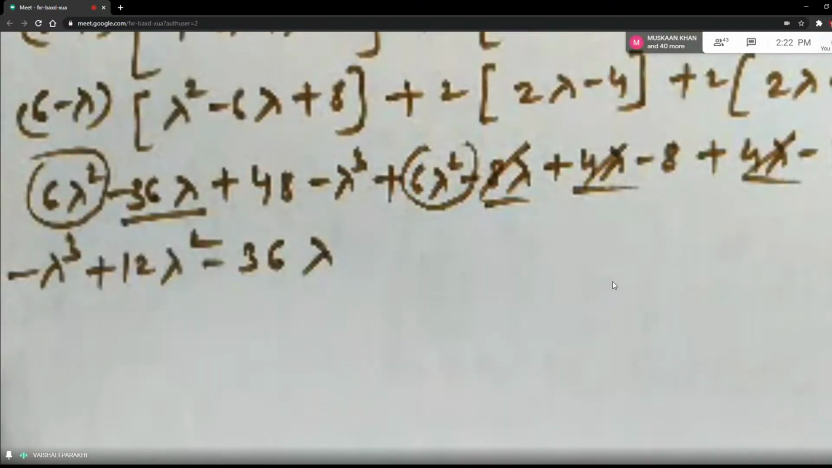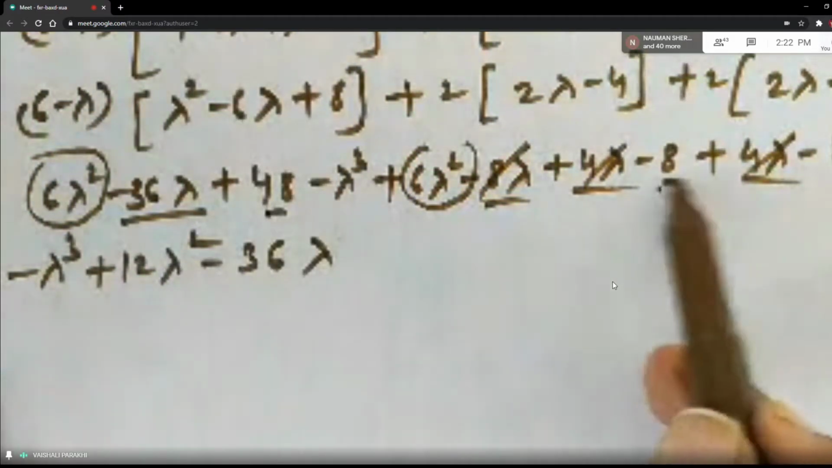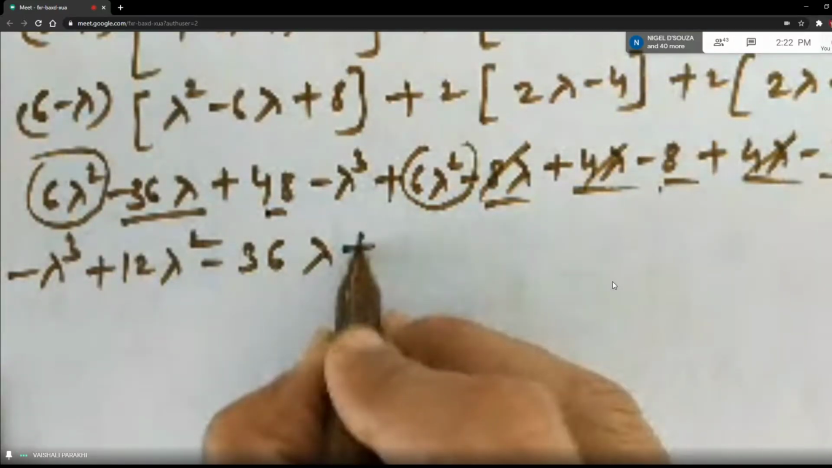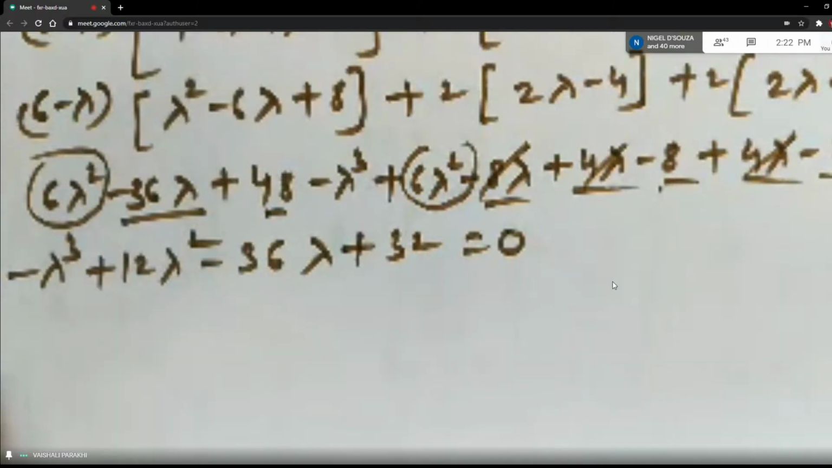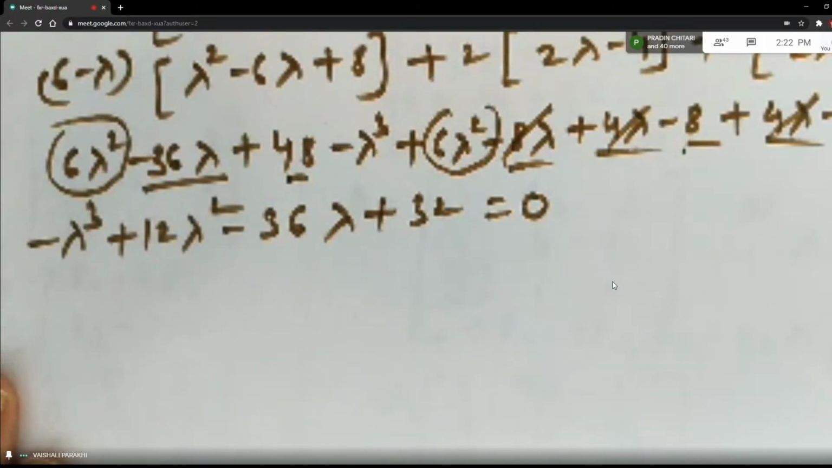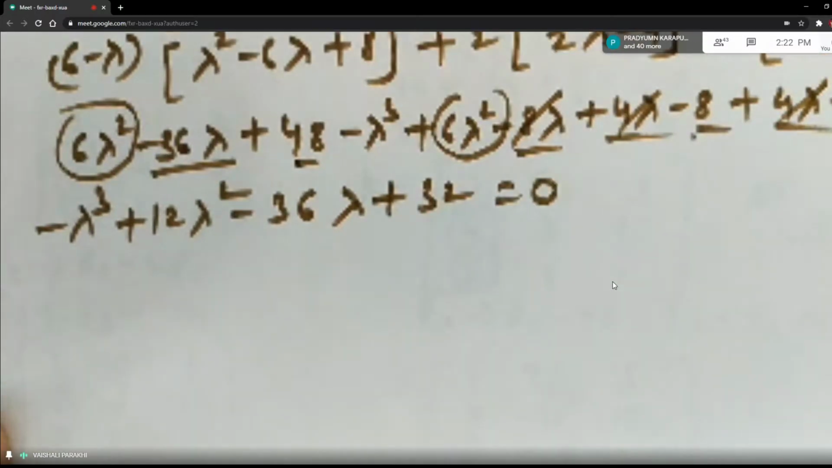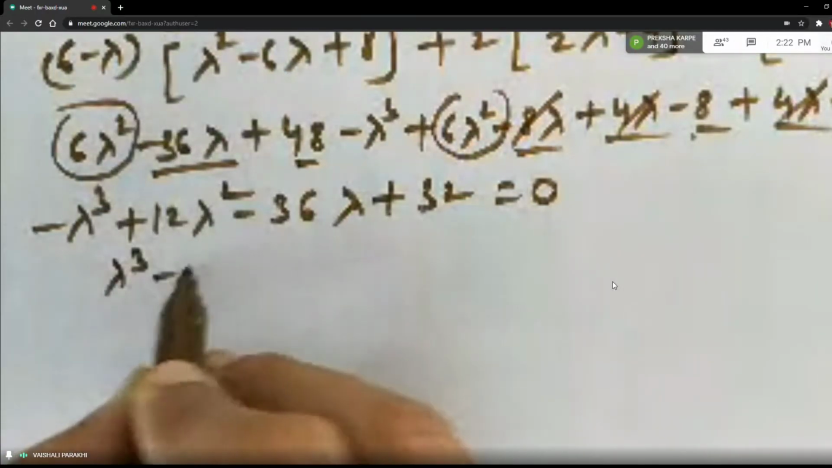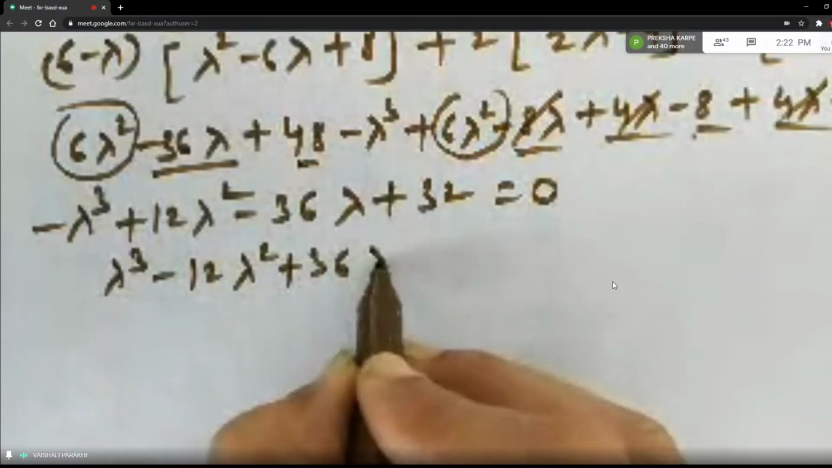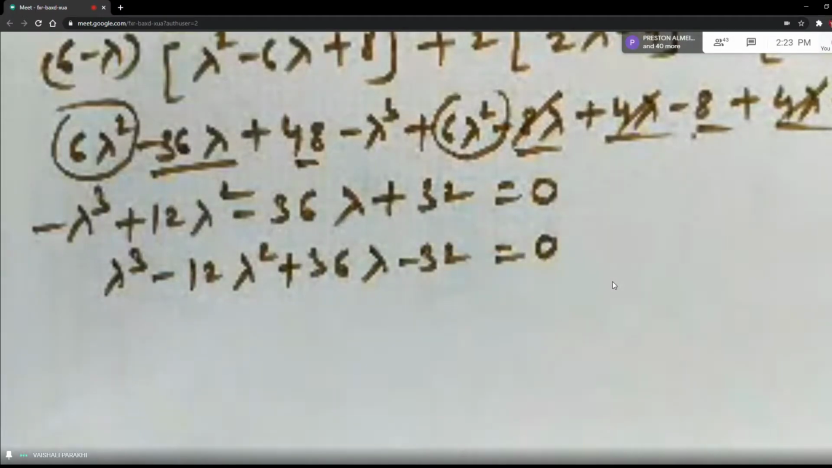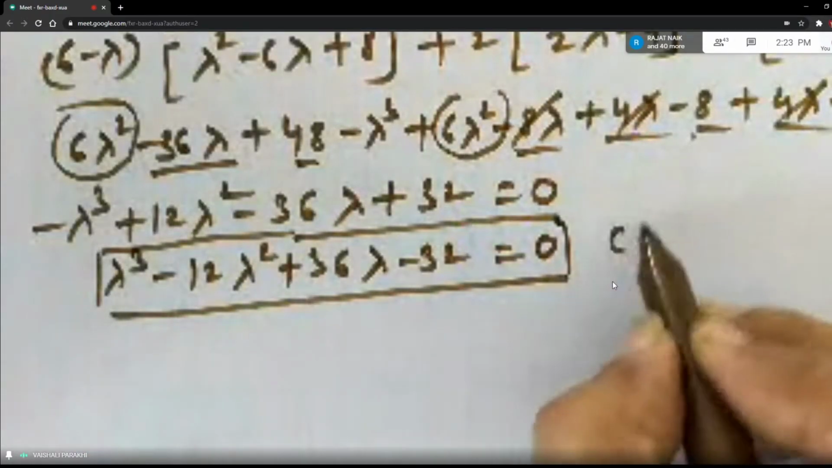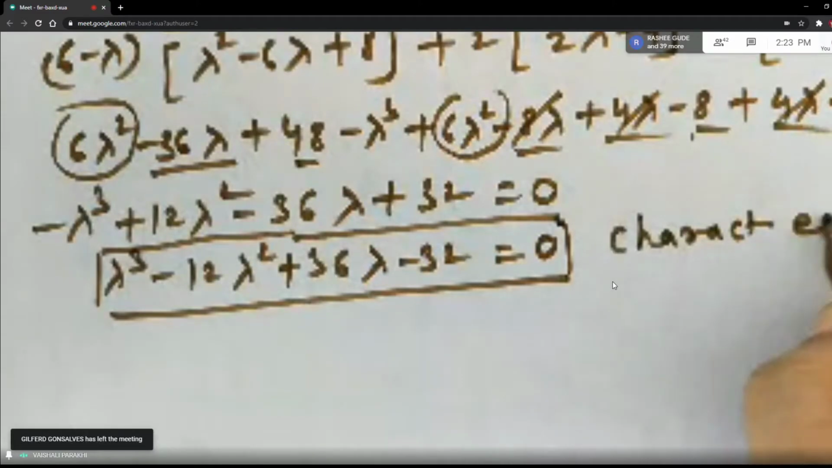Now what is remaining are the constants. What are the constants here? Minus 8 is minus 16. So 48 minus 16, so it is 32, is equal to 0. So only I have simplified. And usually we keep the first term positive, so we multiply the whole equation by minus 1. So lambda cube minus 12 lambda square plus 36 lambda minus 32, and 0 into anything is 0. And this equation is called the characteristic equation.